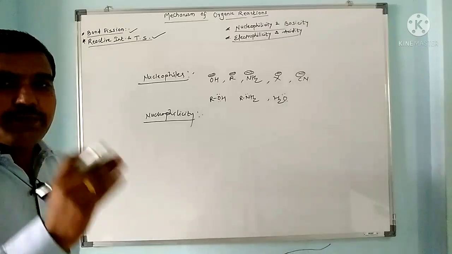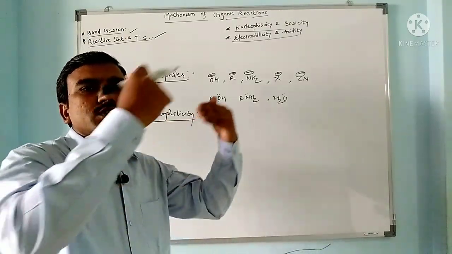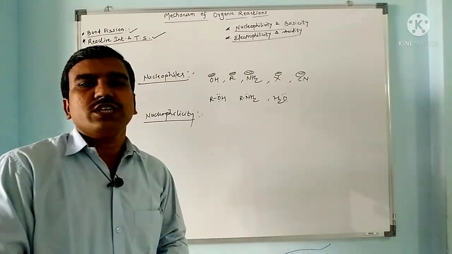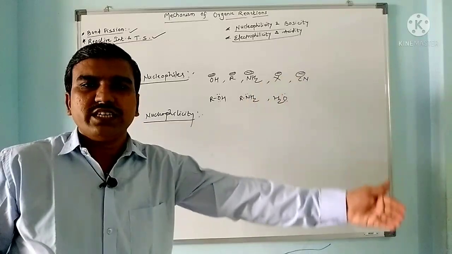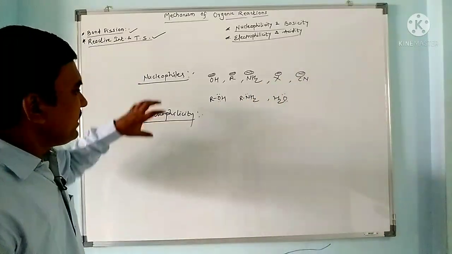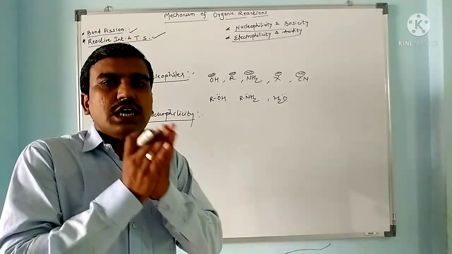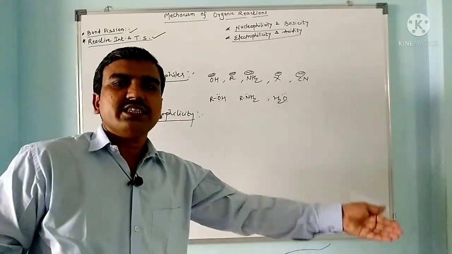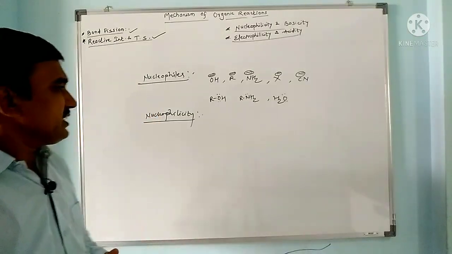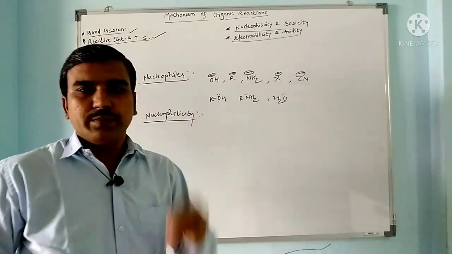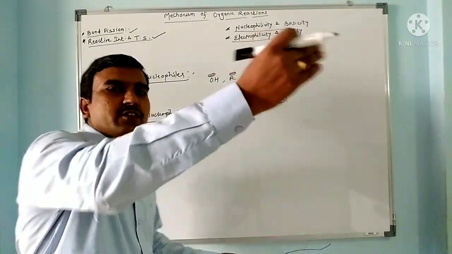Nucleophilicity is the ability of a nucleophile to make a bond with an electron deficient species. It is its tendency to make a bond with electron deficient species. This is the ability of electron pair donation: how fast, how quickly it shares its electron pair with an electron deficient species. We can say again, nucleophilicity is the ability to attack an electron deficient species and displace the leaving group.